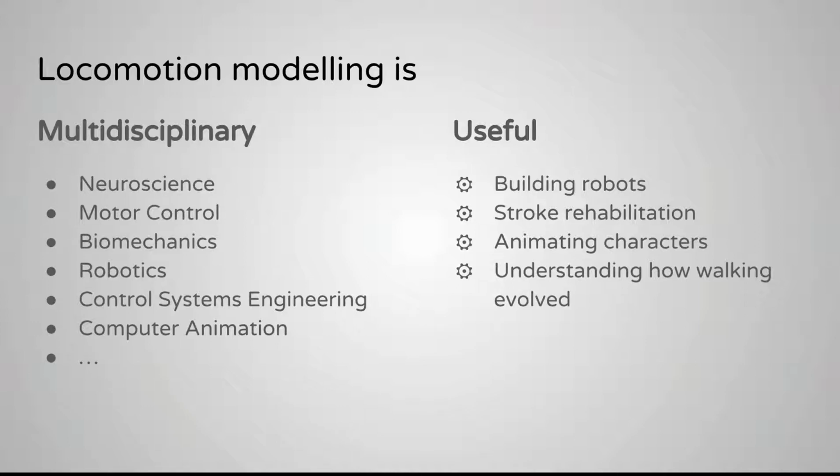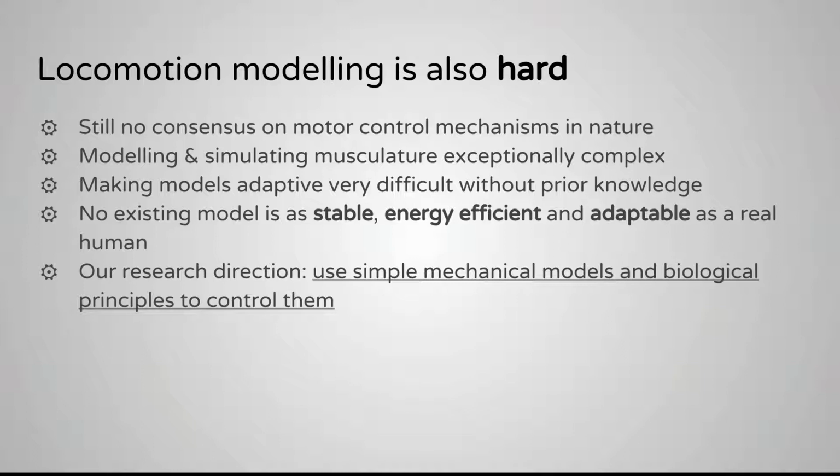locomotion evolved. And of course, we still have no consensus exactly on motor control mechanisms in nature. I think there's certainly no consensus that the equilibrium point hypothesis and by extension the uncontrolled manifold hypothesis is in fact the mechanism that is being used. But this is obviously an area that people are working on.